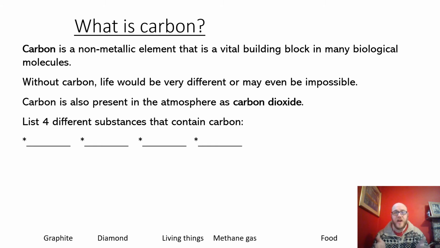So, 4 simple substances that contain carbon. In fact, I'm going to give you 5 examples, but in your book, I want you to just write 4. And one of those is graphite. Graphite is carbon, but can be used to conduct electricity. It's the only non-metal that can conduct electricity, and that's because of the structure of graphite.